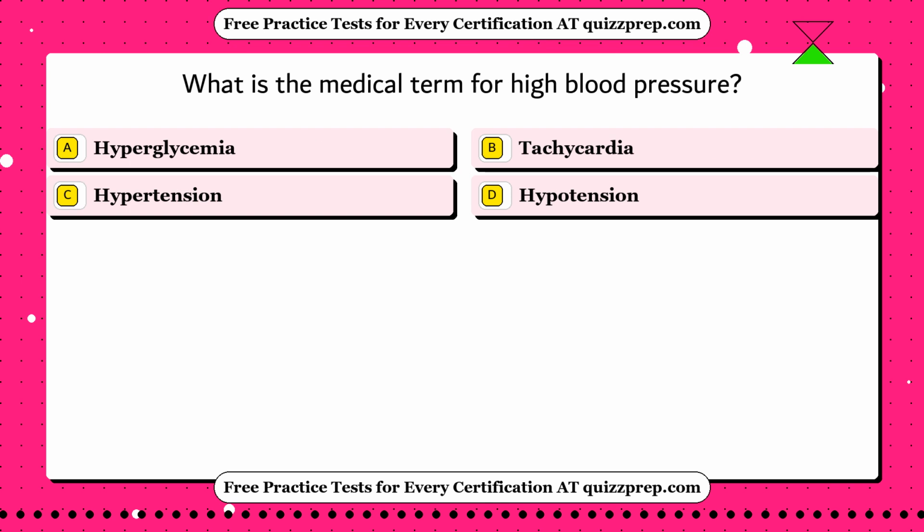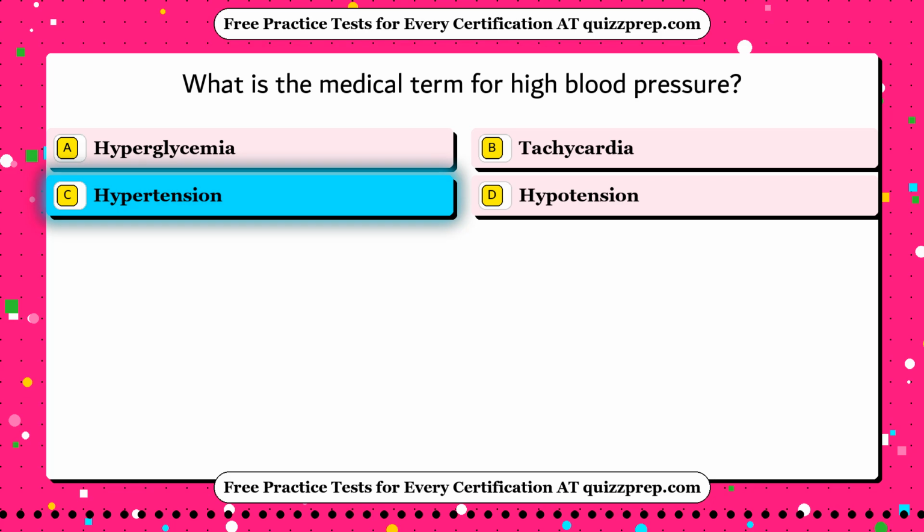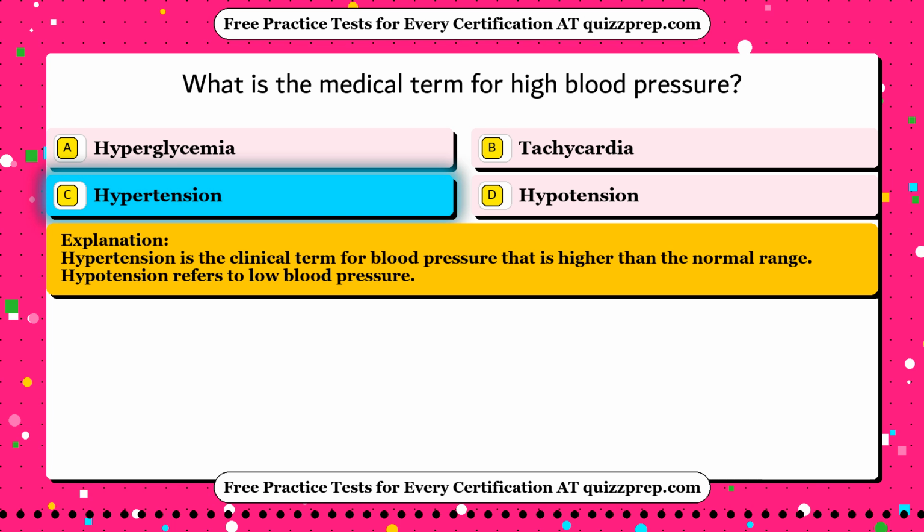Question 51. What is the medical term for high blood pressure? Option A, hyperglycemia. Option B, tachycardia. Option C, hypertension. Option D, hypotension. The correct answer is option C, hypertension. Hypertension is the clinical term for blood pressure that is higher than the normal range. Hypotension refers to low blood pressure.